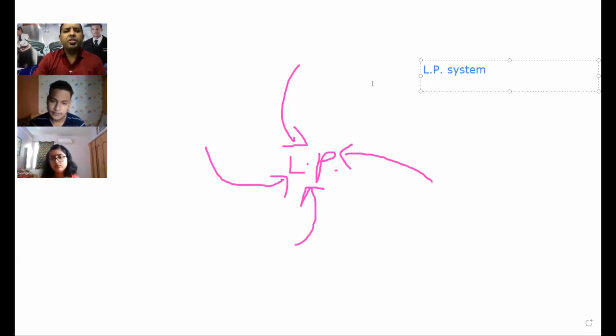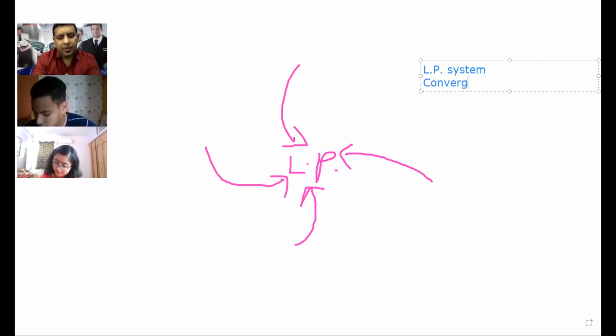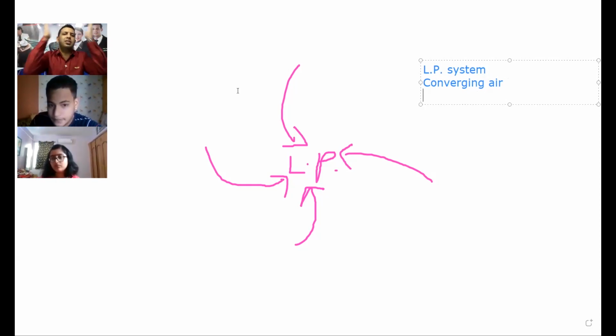So in the low pressure system, what was the first thing that we wrote in the high pressure system? Divergence, right? Here, can you see the air is coming and accumulating at a place? That is called convergence. So, converging air. Then once it converges at a place, it rises. Convergence, rising air. What is next?